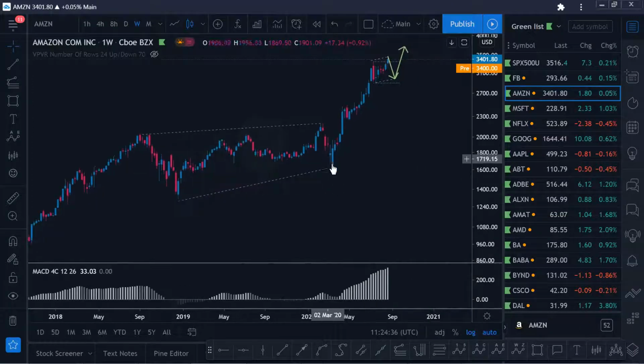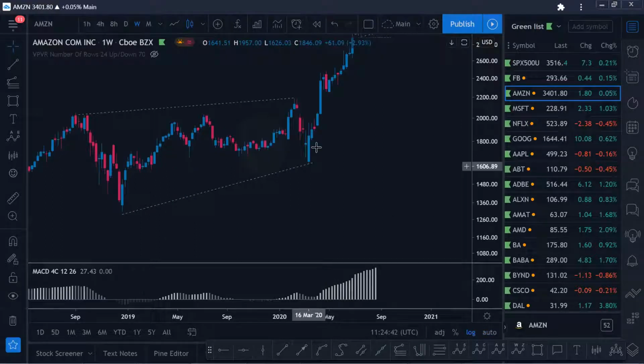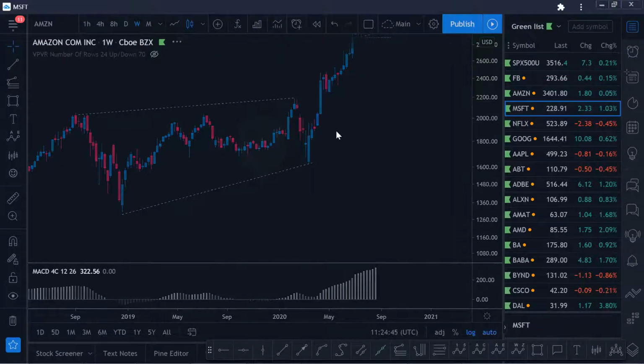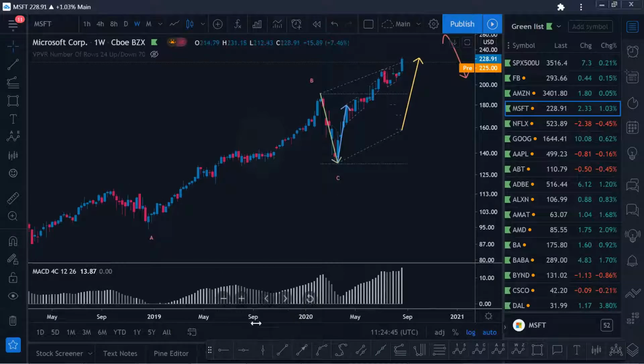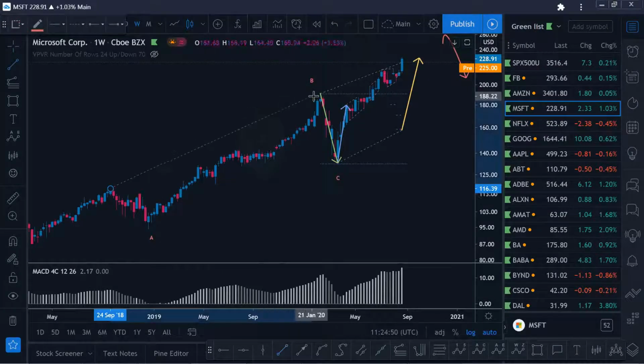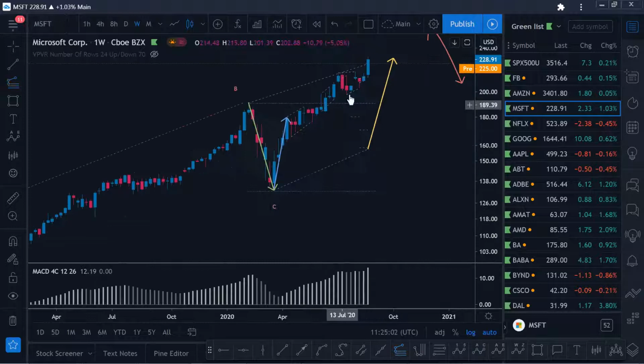ABC, this latest correction or corrective move lower during COVID was the C wave. In Microsoft, we're calling it the A wave, but potentially it is the C wave as well. And it just became a super extended wave, which is very rare, but it does occur. If we look at these Fibonacci numbers, you'll see it got down to the 2.414, which is the next level lower of Fibonacci numbers.